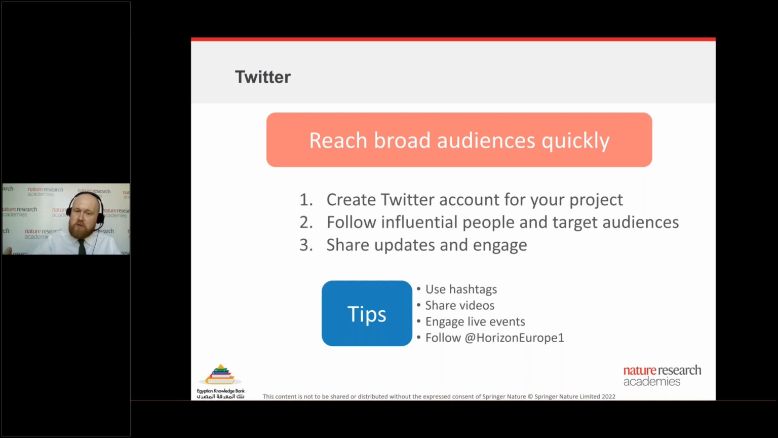Now, when you do post on Twitter, I recommend using hashtags to make sure that your work is more visible. Videos actually gain lots of attention on social media. Videos are actually shown to gain more retweets on average. So think about a way that you can share your work via video. You'll also see live events on Twitter. They can be useful to engage in. Final recommendation, follow the funder. So if you're applying for Horizon Europe, follow Horizon Europe on Twitter, okay?